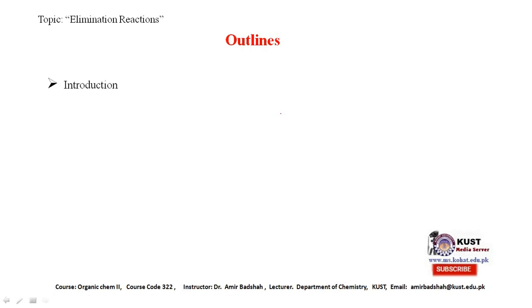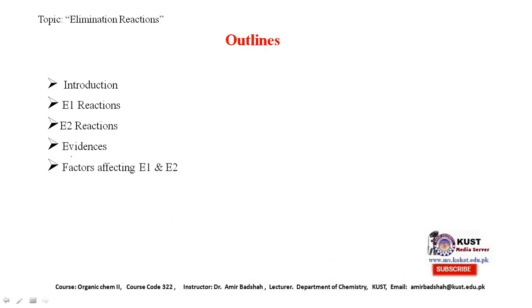The outline of our lecture will include an introduction, followed by the E1 reaction, and then the E2 reaction, and then what the evidences are for both E1 and E2 reactions. And then we will discuss the various factors which affect E1 and E2. It means which factors will favor E1 and which factors will favor E2. And at the end we will mention some references from which we have taken this lecture.